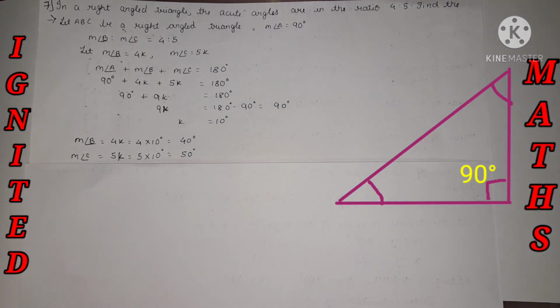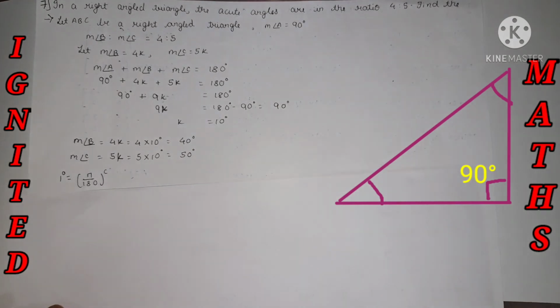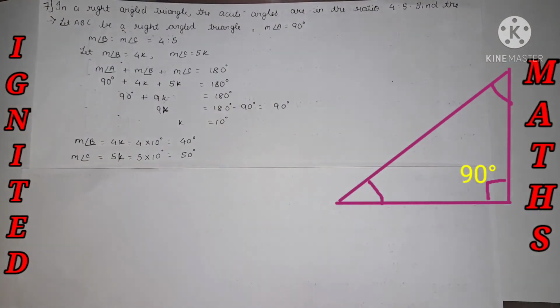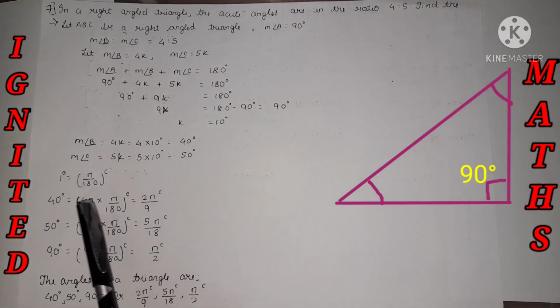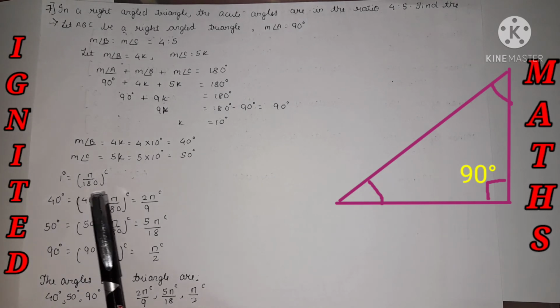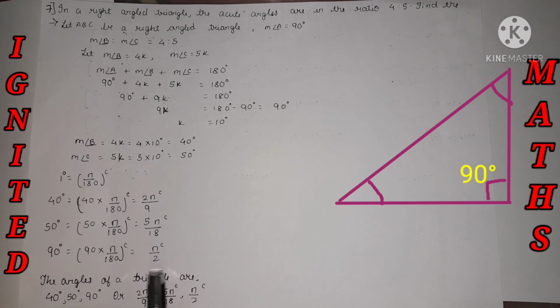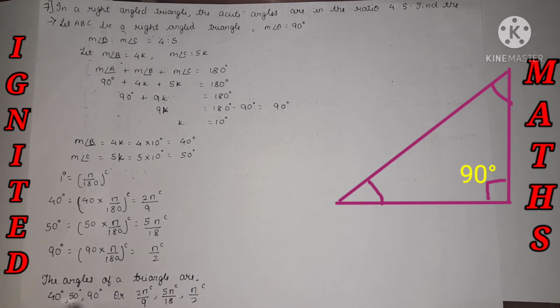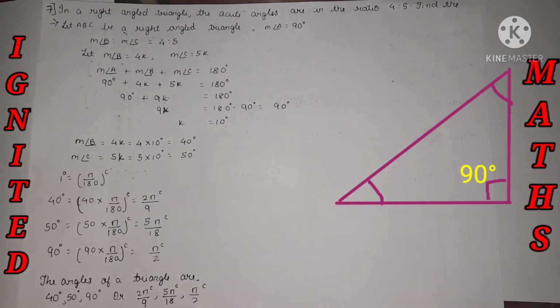So we have come across the three angle measures of the triangle, but the question itself says that we need to find them in radian form as well. We have three angles given: 40 degrees, 50 degrees, 90 degrees. We need to convert them into radian form by using the formula: 1 degree is equal to pi by 180 radian. If we put the formula over here, we will get each and every answer in radian form. So this is what the question asks: the angles of the triangle in degree and also radian.